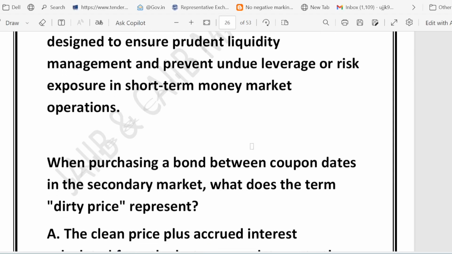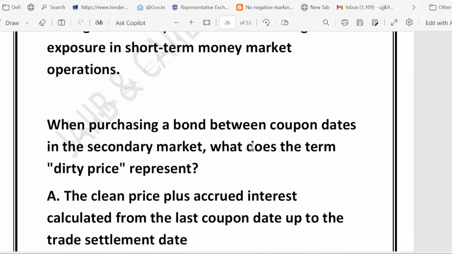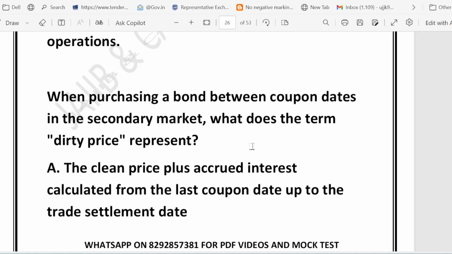Okay. Now friends, let's look at this question. When purchasing a bond between coupon dates in secondary market, what does the term dirty price represent? Right. So the question is about the dirty price. So we will clear one of the most commonly asked bond market questions. What is dirty price? Sounds complicated, don't worry. By the end of this slide, you will know it exactly.